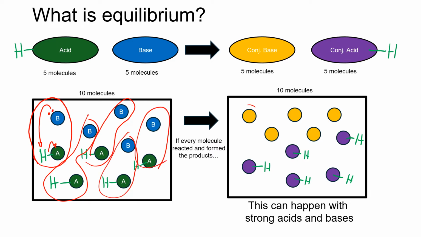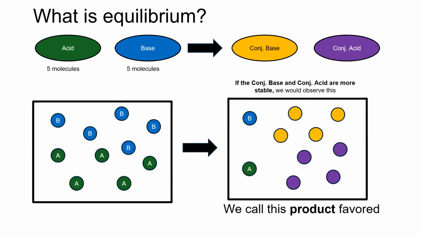That would give us all of these pairs of conjugate acid and conjugate base on the other side, if everything perfectly reacted. This can happen with strong acids and bases. Every molecule of acid finds a molecule of base and becomes conjugate base and conjugate acid. We don't have any starting material or original acid or original base left. That can happen. But sometimes we do have a little bit of leftover.